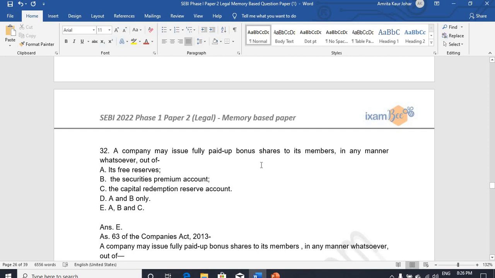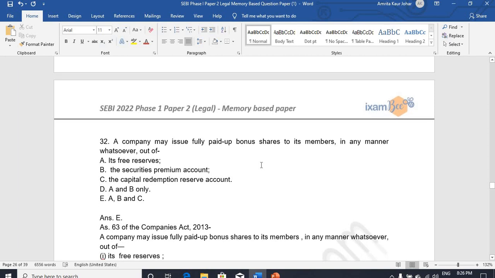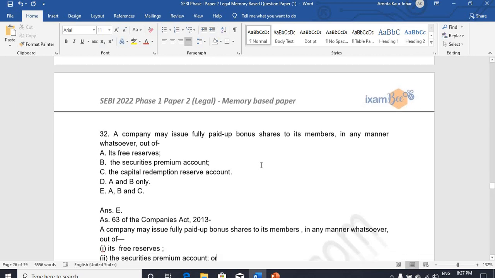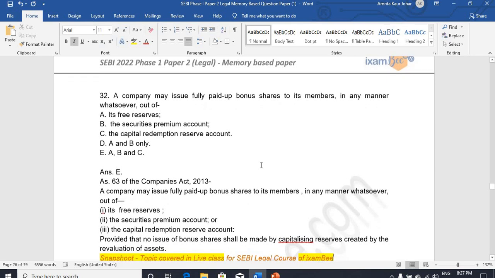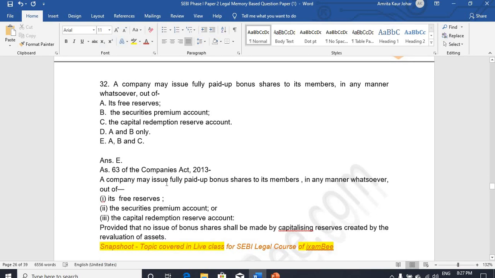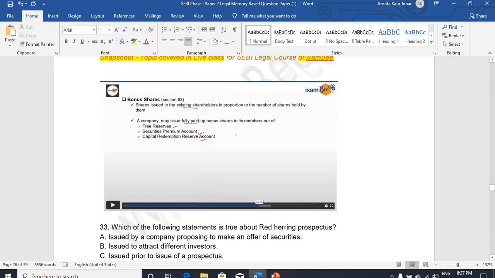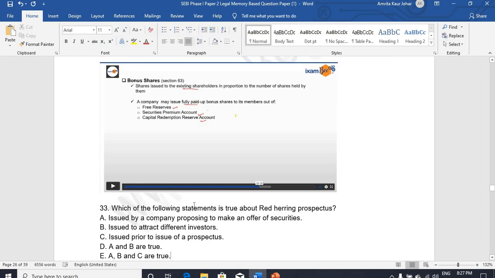32. A company may issue fully paid up bonus shares to its members in any manner whatsoever, and that can be paid out of, option E is correct, that is its free reserves, securities premium account, capital redemption reserve account. All these three are the correct options which are picked directly from section 63 of the Companies Act. Bonus shares, an important topic.